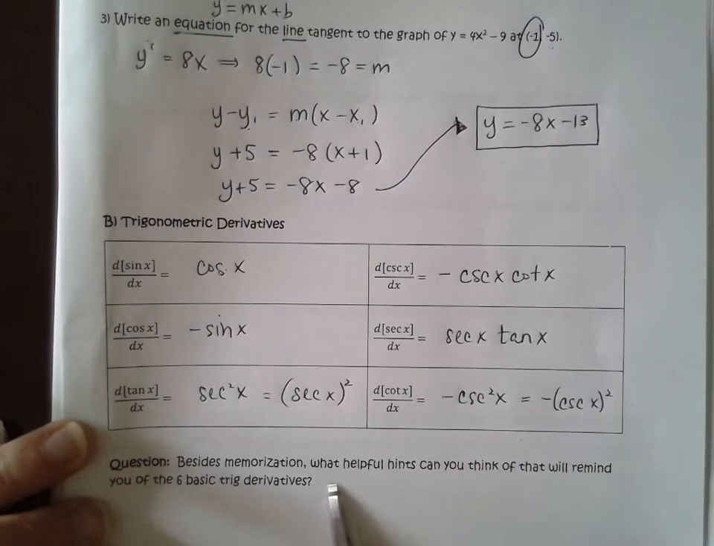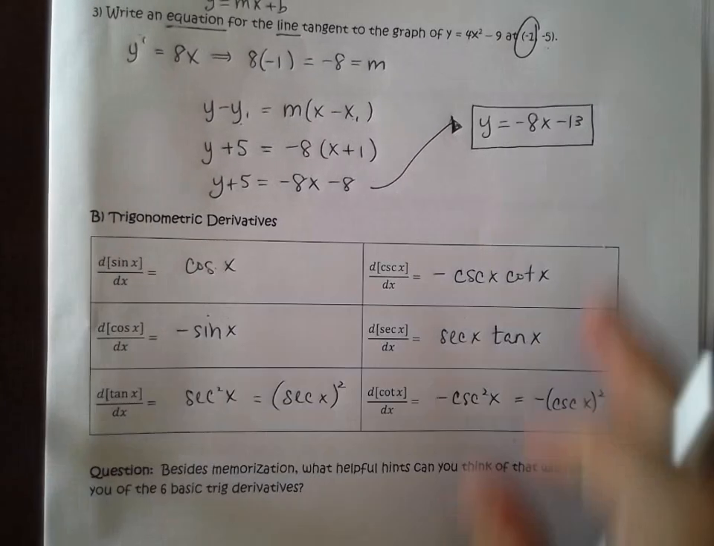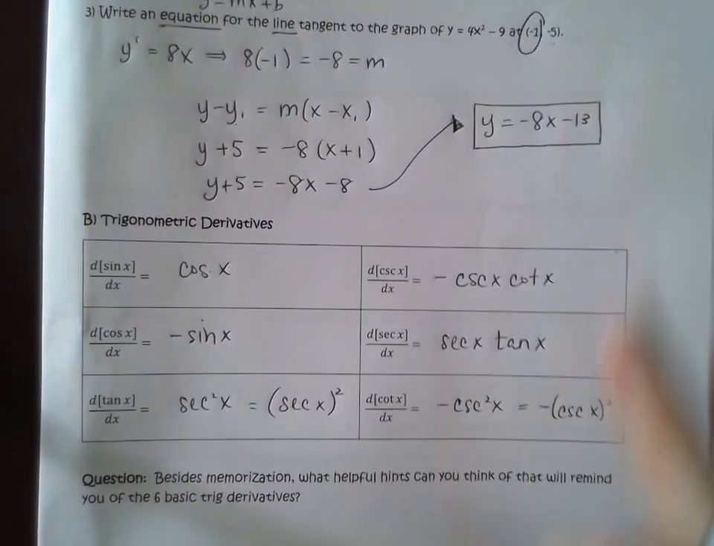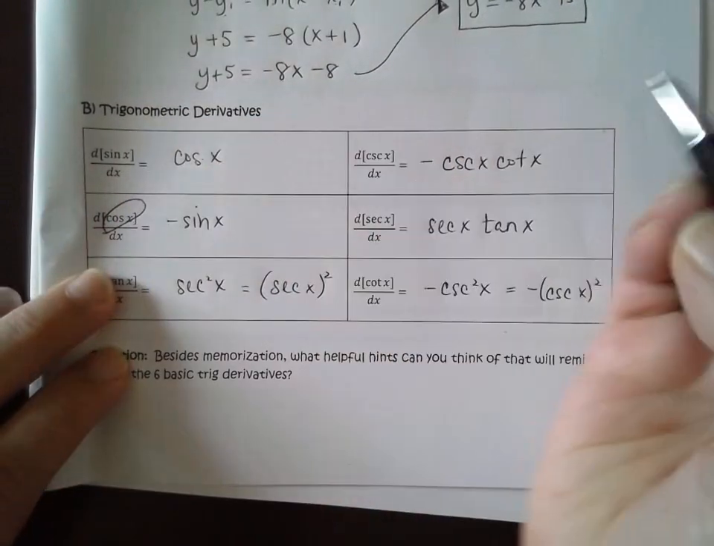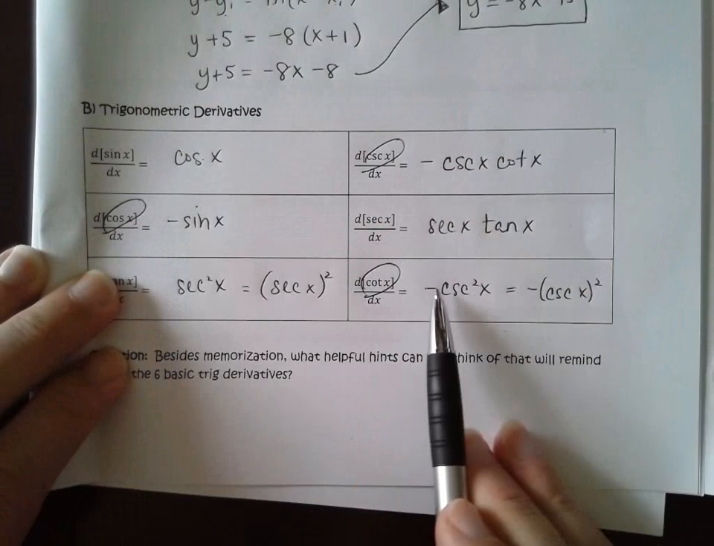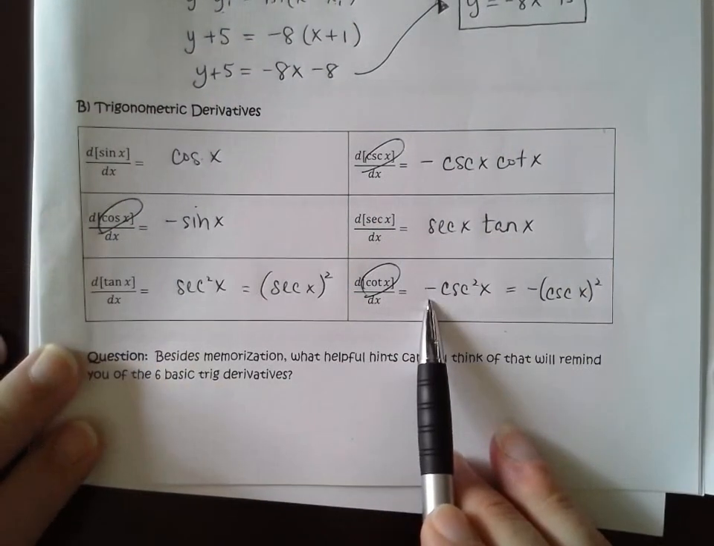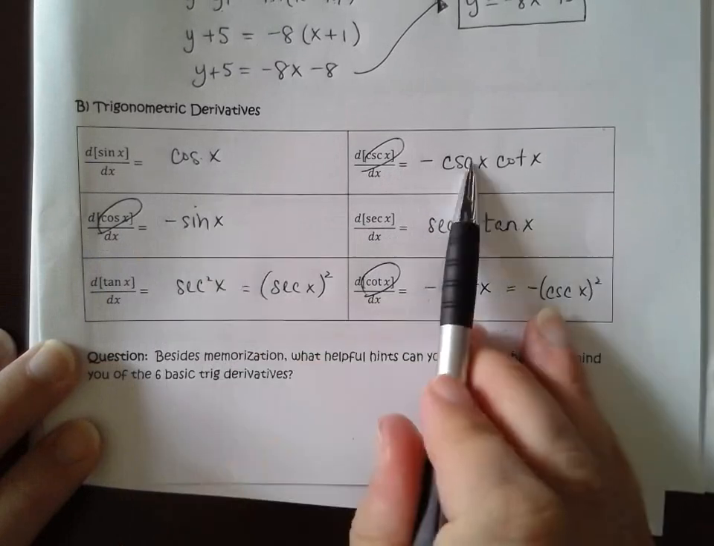It says, besides memorization, what helpful hints can you think of that will remind you of the 6 basic trig derivatives? Well, what I'm noticing, every single one of the co-functions, cosine, cosecant, cotan, all have negatives. So that's something to remember. When you take the derivative of a co-function, you have a negative answer.